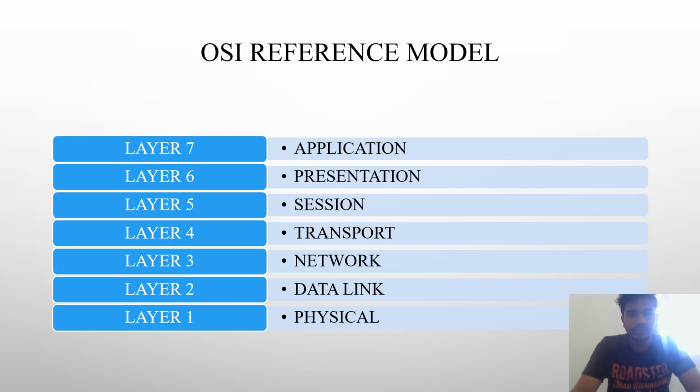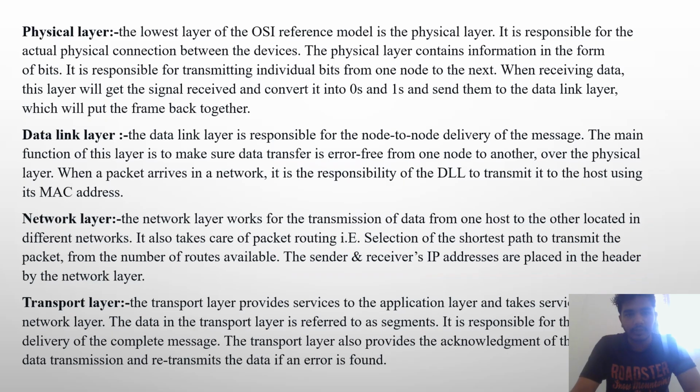Now we are going to discuss the OSI reference model. In this OSI reference model, we have 7 layers: application, presentation, session, transport, network, data link, and physical. And now we are talking about the physical layer.